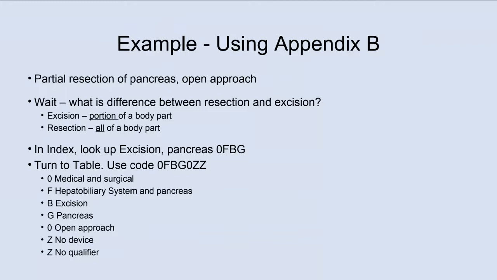So you can look that up in Appendix B, look at those definitions, and you can see, okay, this is partial resection, so that's actually coded as an excision, because of course the physician won't necessarily use the terminology that PCS uses, so you have to think about it. So partial resection, that would be an excision, so the term you look up in the index would be excision. Excision, pancreas, 0FBG, and so you turn to the table, remember, always turn to the table, and you get 0FBG0ZZ.